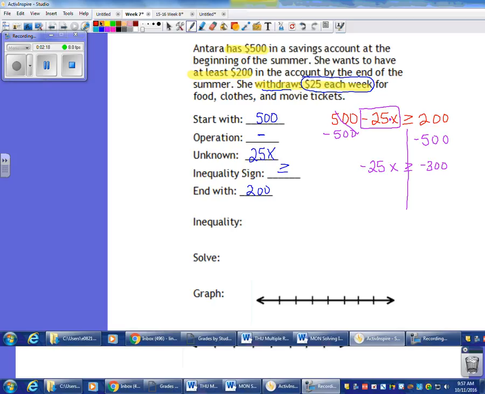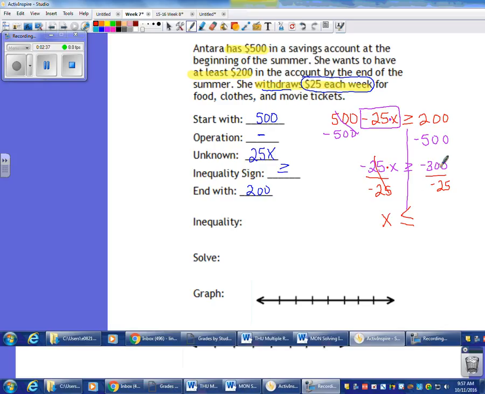Now to get rid of multiplying by negative 25, we divide by negative 25 on both sides. And when you do that, you need to flip the inequality sign. That's the golden rule of inequality. So instead of being greater than or equal to, it's going to be less than or equal to. So what we have now is x is less than or equal to.